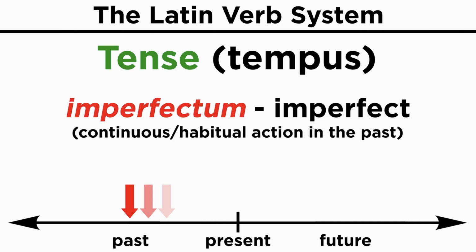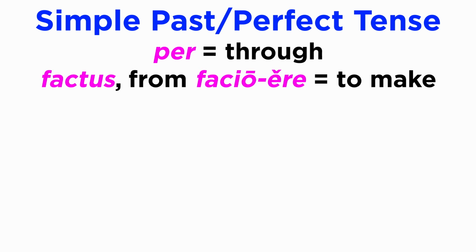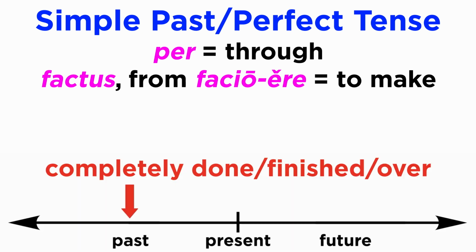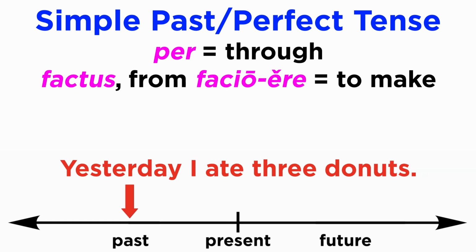Now that we know how to conjugate verbs in the imperfect, we need to learn more about the use of this tense, especially since Latin, which is so much more precise than English, has several tenses that describe actions in the past. On one hand, we have the simple past, also called perfect tense. The word perfect comes from the preposition per, meaning through, and factus, which is the past participle of the verb facio, facere, meaning to make. So altogether, the word perfect means completely done, finished, or over. For example, when we say, yesterday I ate 3 donuts, the action is done and the donuts are gone. This would require the perfect tense.